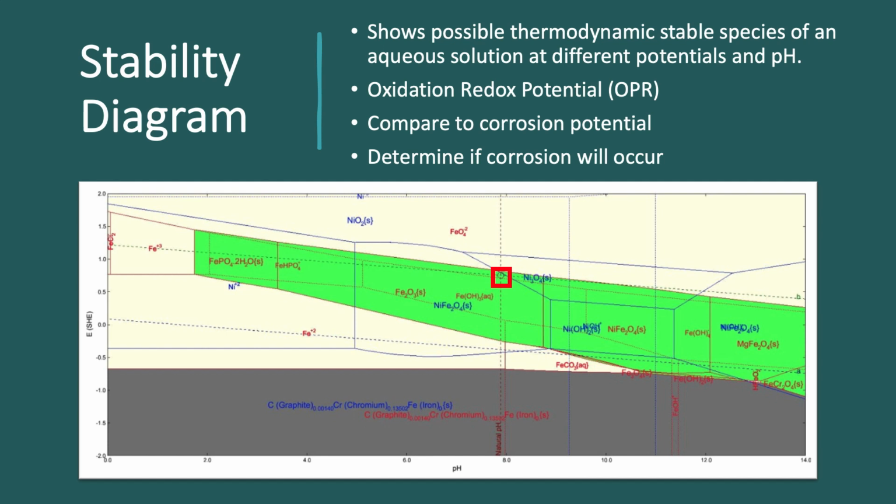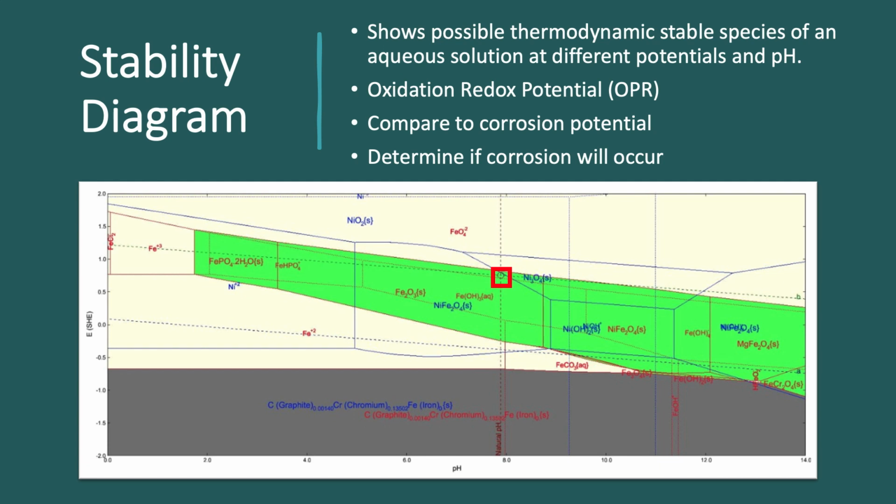By introducing a contact surface, a stability graph can be generated and corrosion rates can be calculated. The stability diagram is a representation of the Pourbaix diagram, which shows the possible thermodynamically stable species of an aqueous solution at different potentials and pH.